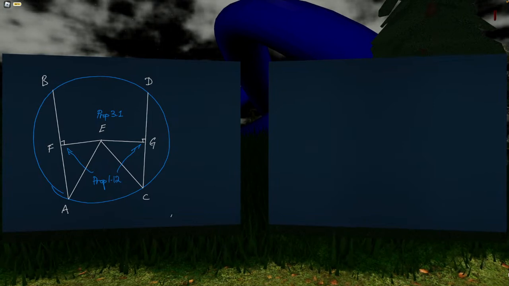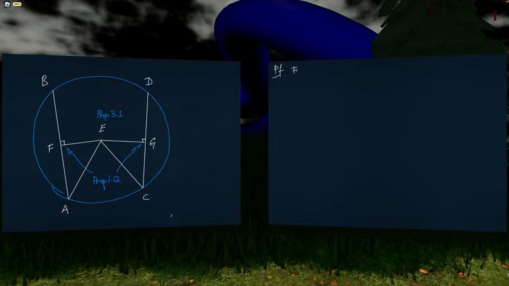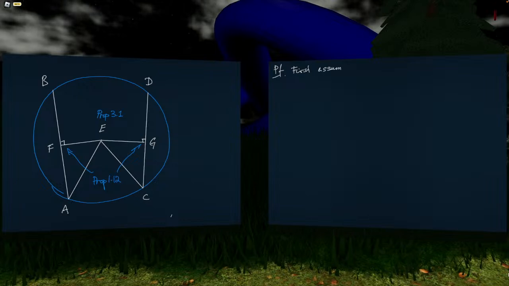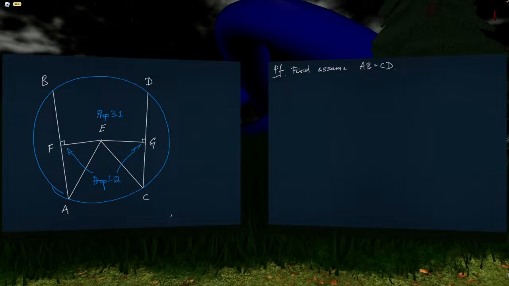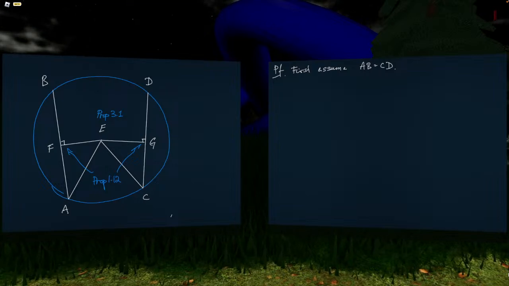Cool. Okay, so the proof goes like this. We first prove the forward direction. So we first assume that AB is equal to CD. We assume the lines are equal, and we have to prove that they're equidistant from the center, which means we have to show that EF and EG are equal.